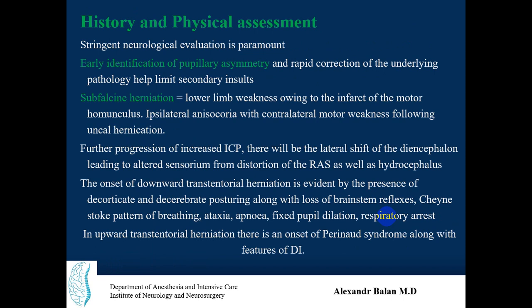History and physical examination. We have one case like the one discussed here, where early identification of pupillary asymmetry and rapid correction of the underlying pathology help limit secondary insults. Subfalcine herniation presents with lower limb weakness owing to infarct of the motor homunculus. Ipsilateral anisocoria with contralateral motor weakness follows uncal herniation.